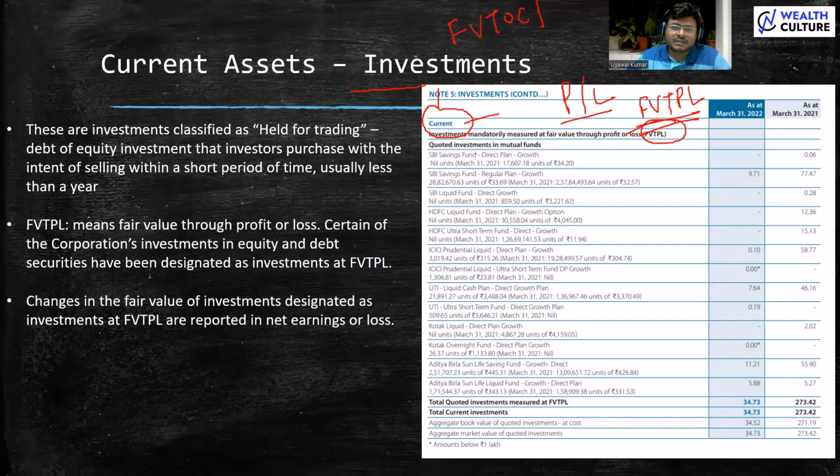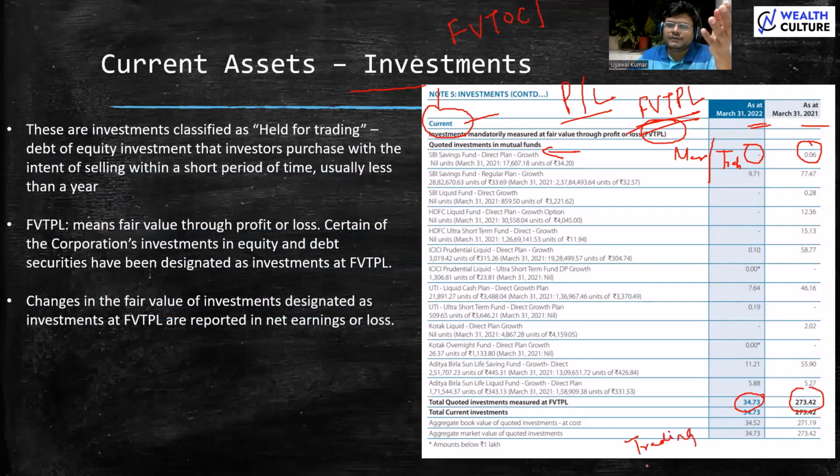Now look at these investments. These are investments in mutual funds. There is market value available for these investments, and these are done with the intention of trading. Just look at this value, zero in 2021, and look at the value in 2022. Look at the total amount. This reduced from 273 to 34.73, right? Which means we sold a lot of mutual funds, which means they were invested with the point of view of trading, that we will exit within a year. That's what they did. And hence, this will be recognized through the P&L.